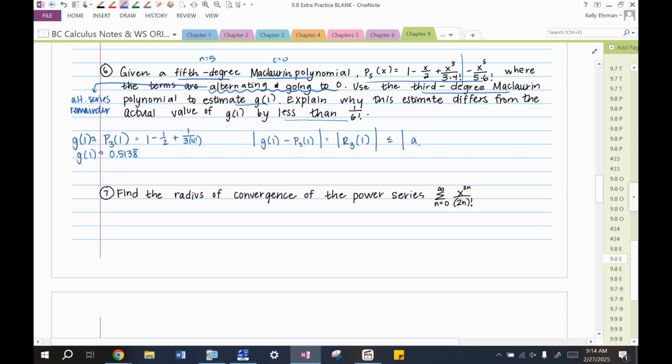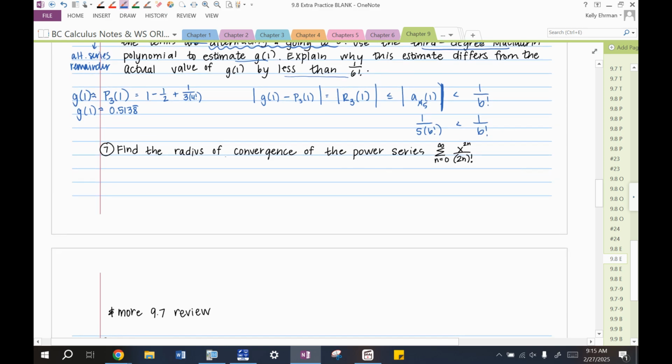Now, it's not a 4 of 1 because, remember, the next term here would be a 5. So that's really a 5. Oops, an absolute value. And then we want to show that that's less than 1 over 6 factorial. Well, what is the first neglected term that we left off? We left off minus, but I'm just going to keep it plus, 1 to the 5th over 5 times 6 factorial, and that is definitely less than 1 over 6 factorial.